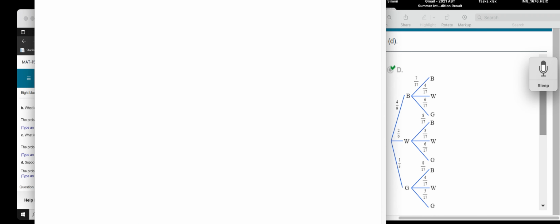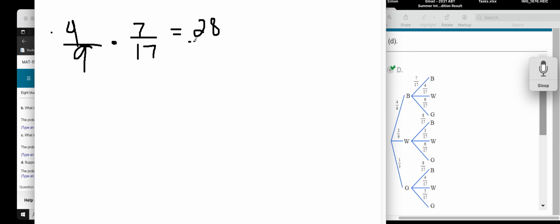So using the multiplication principle, because multiplication principle happens when I'm doing a repeated probability, I'm going to do 4/9, which is the chance of getting a blue sock, times the chance of getting a second blue sock, which is 7/17. And I'm not going to reduce those denominators just yet. I'm just going to go ahead and do the multiplication. So that would be 28 divided by 153. I'm not going to bother reducing that because I'm going to have to deal with it.